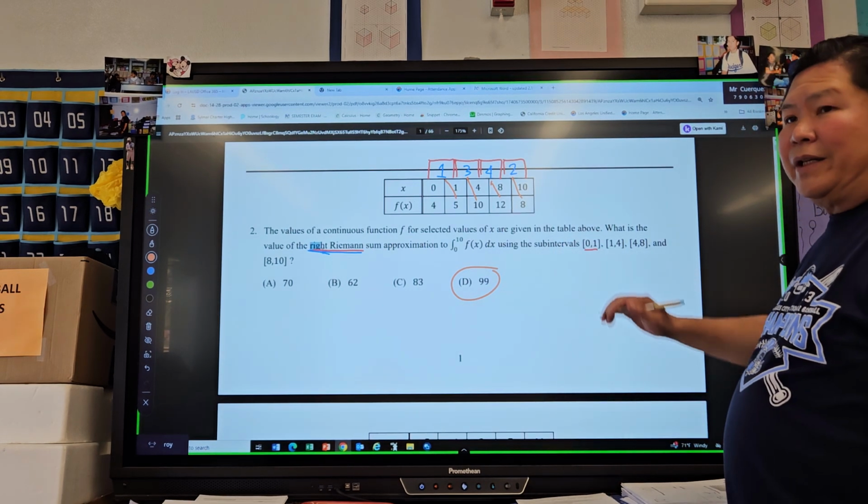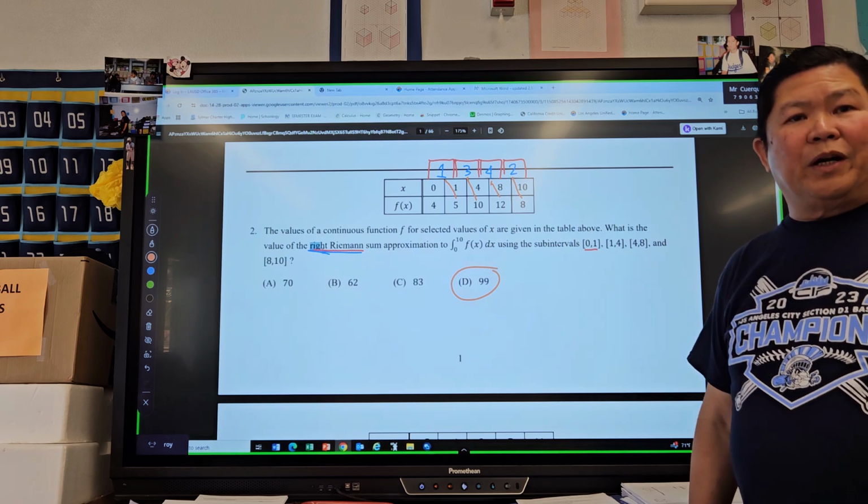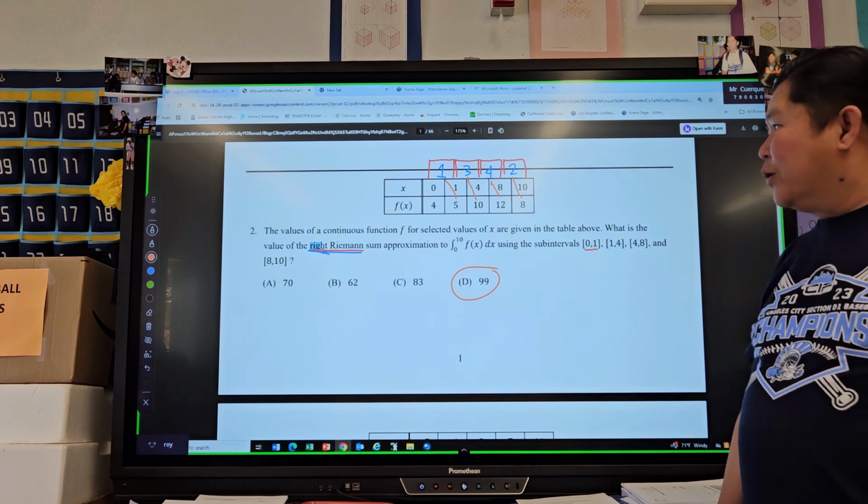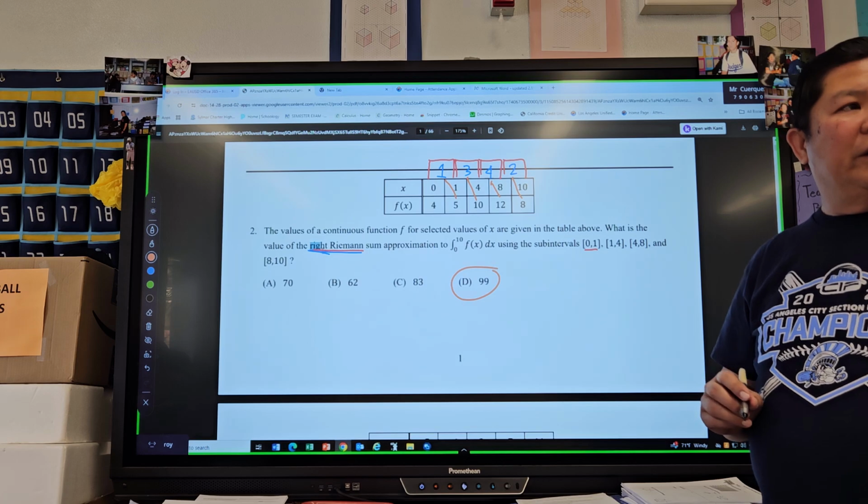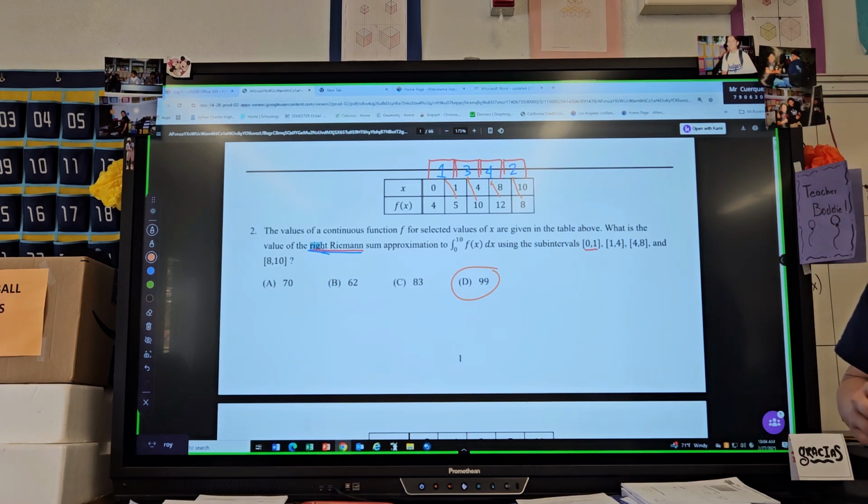Mr. Roy, if this is an FRQ, free response question, how do we do this? Of course, you will be writing the integral from 0 to 10.